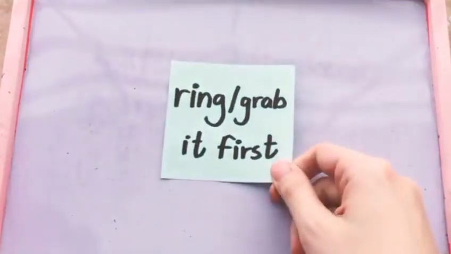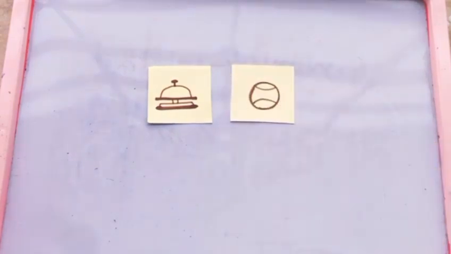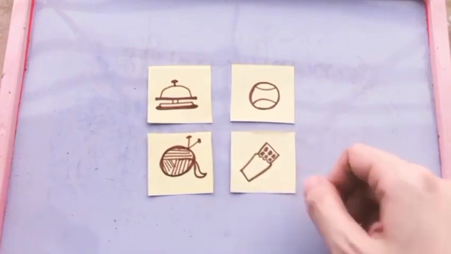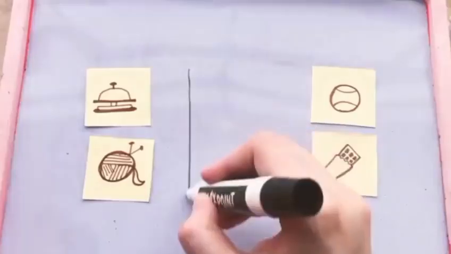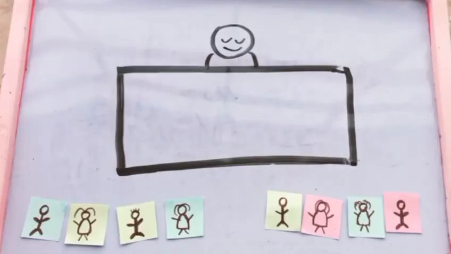My last activity is ring it or grab it first. For this activity, we need a table bell, or if it's not available, think of something students can grab, like a small ball or a yarn, or if you can't afford it, a piece of candy or chocolate would be great. You'll prepare a list of review questions, divide the class into 2 teams to get all students engaged.